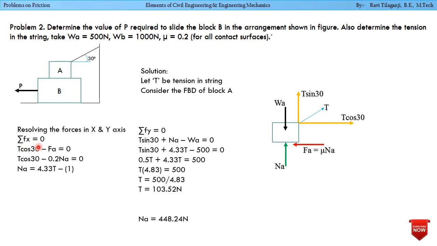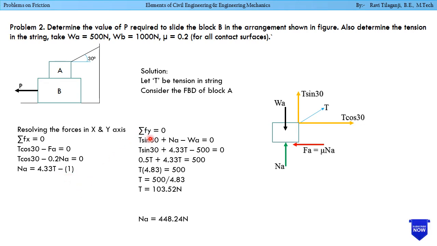Summation F of x equals 0, T cos 30 minus Fa equals 0, T cos 30 minus 0.2 Na equals 0, where mu equals 0.2. Na equals 4.33 T. So Na equals 4.33 T, equation number 1.